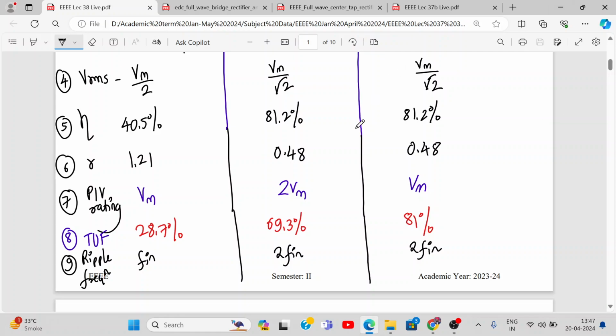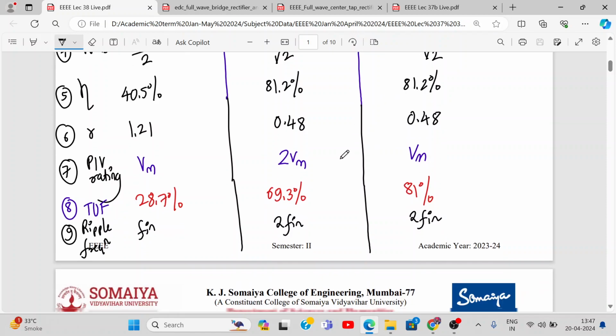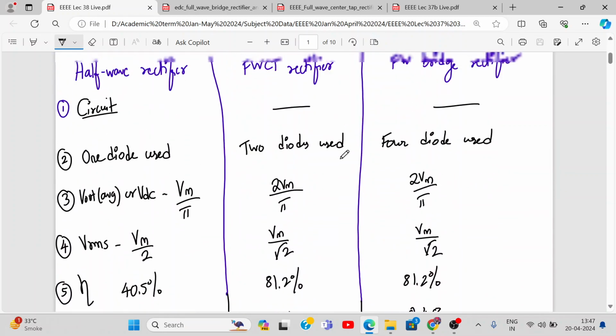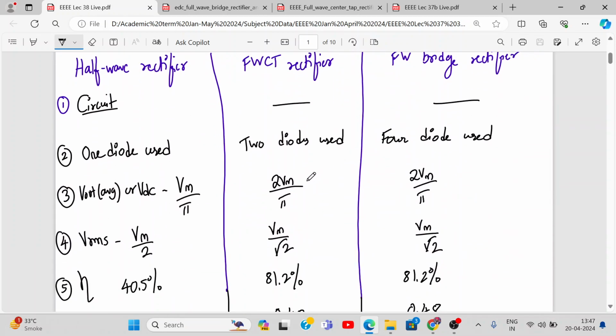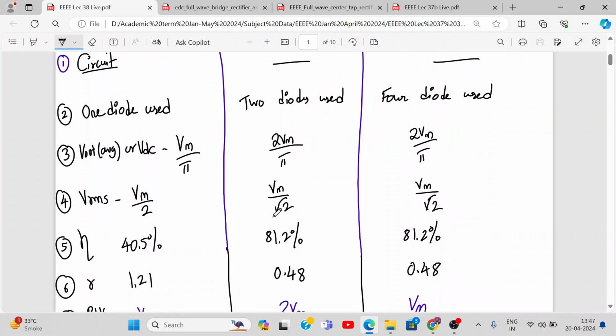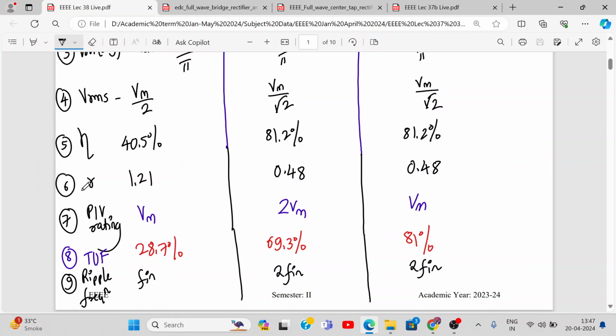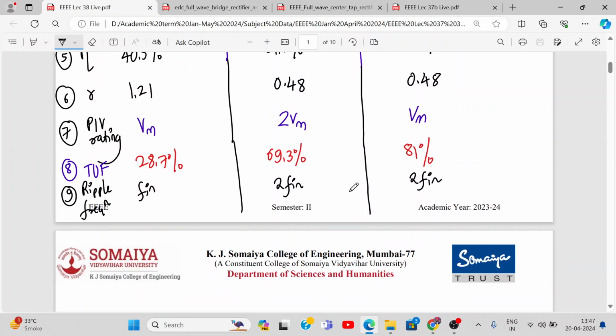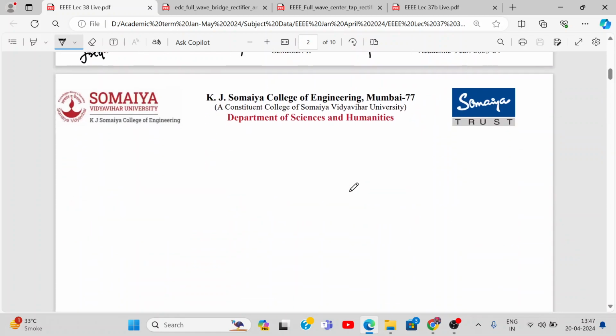Okay, so can we go for the explanation of TUF now? Transformer utilization factor. Everyone written these points? Yes or no? All right. So this comparison is important. Might be in the exam Vm will be given to you, and you are supposed to find VDC. Here ripple factor can be asked for all three. Transformer efficiency will be asked for all. So these types of questions are expected.